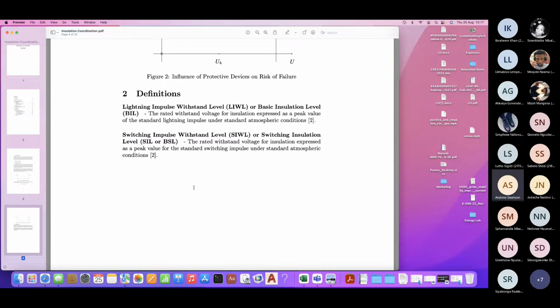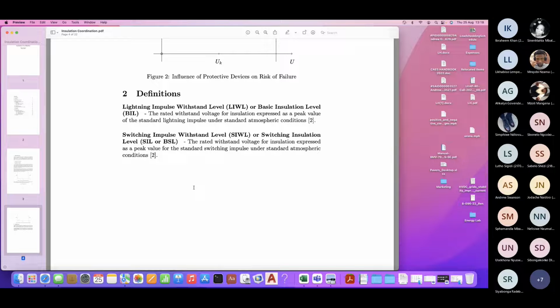Right, so there's a couple of definitions. The lightning impulse withstand level, that's the new term for it. It was previously basic insulation level, BIL. That's very much an American term now. I think the lightning impulse withstand level is the IEC term. So we adopt the IEC standards in South Africa. So that is the rated withstand voltage for insulation expressed as a peak value of the standard lightning impulse under standard atmospheric conditions.